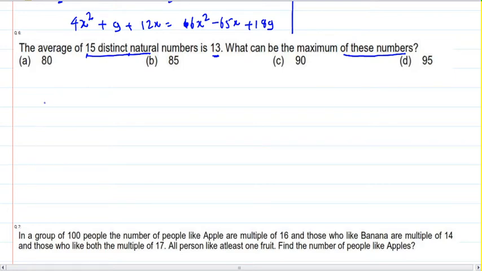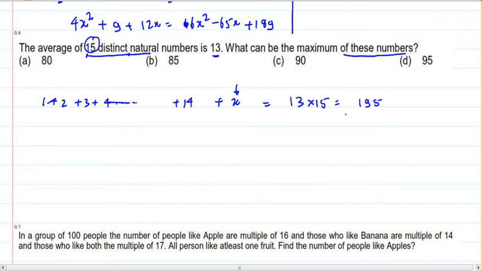So I get an idea. If I keep the values on the left hand side as small as possible, the last value remaining will be the maximum possible. Smallest natural number is 1, then distinct value 2, 3, 4 and so on. I've got 15 values. So in this manner, I plan to go up to 14. This is the sum of all numbers. 13 is the average. There are 15 numbers. So I get a sum of 195 total.